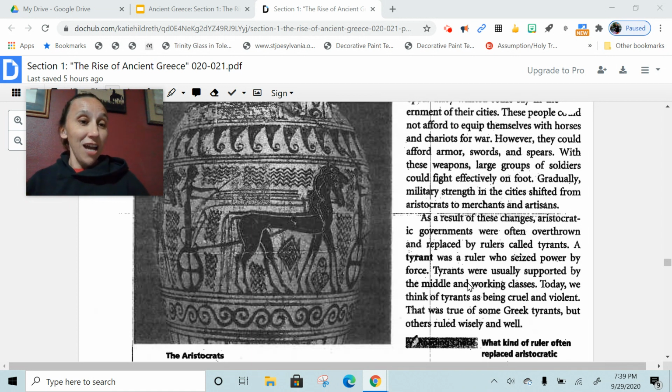Now, we talked about a tyrant, and whenever you hear that word, it gives me a little bit of a cringe because it sounds like this mean, cruel person that's abusive and things like that. Now, were they? Some were, some may not. I think as time went on, they got more of a bad reputation and they started treating their people more cruelly. So, tyrants were usually supported by the middle and the working classes. Today, we think of tyrants being cruel and violent. That was true of some Greek tyrants, but others ruled wisely and well. So, it just depended on who your ruler was.